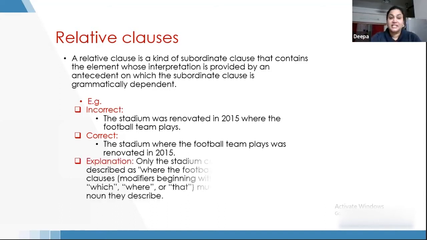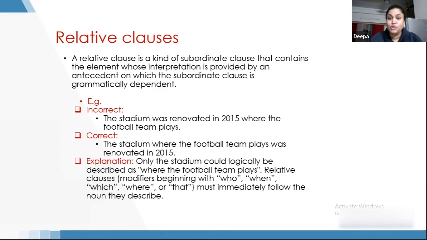Okay, so the explanation is only the stadium could logically be described as where the football team plays. Relative clause modifiers beginning with who, when, which, where, or that must immediately follow the noun they describe. So what are they describing here? The stadium. So therefore, the relative clause should be placed beside the main noun for clarity.